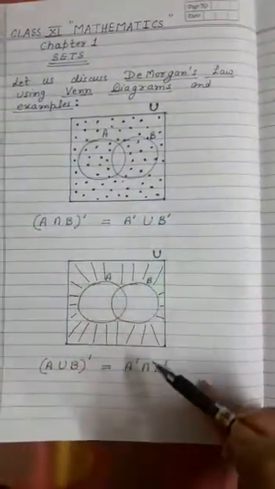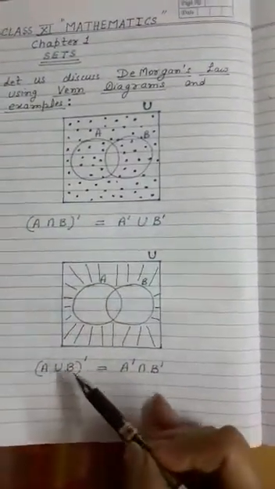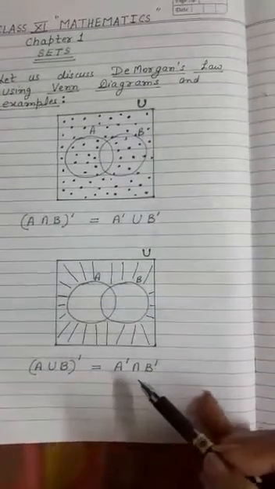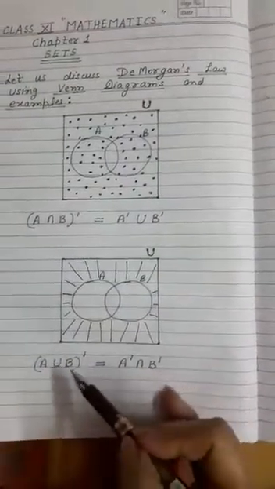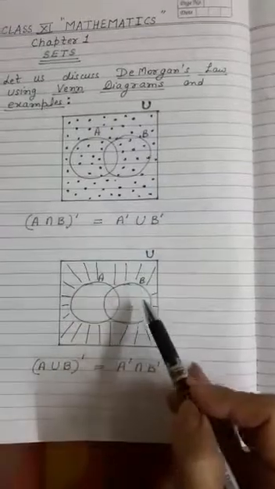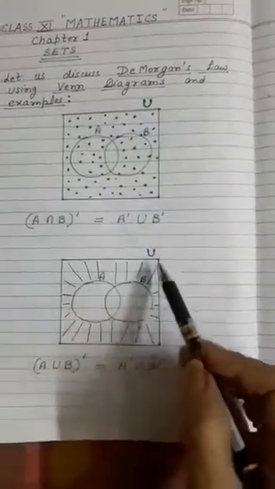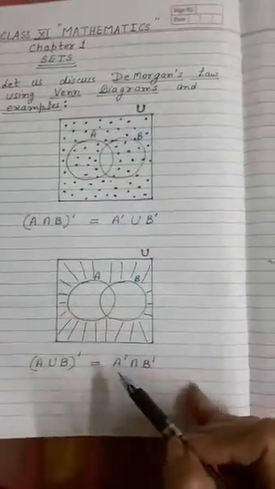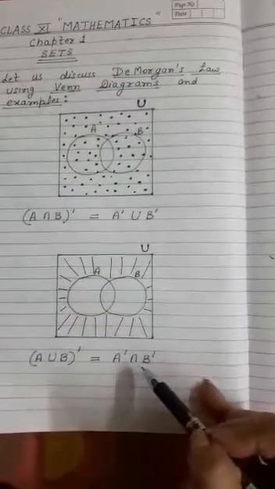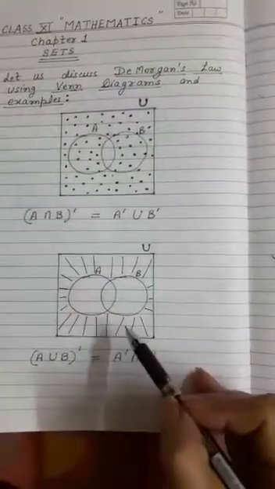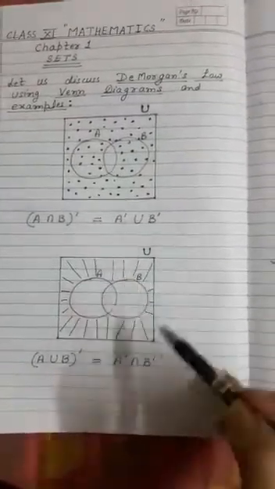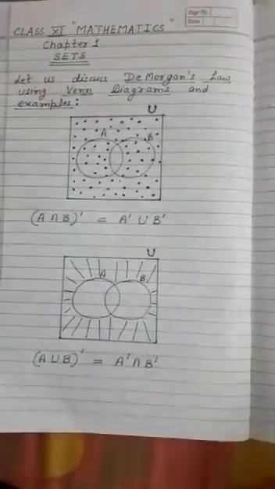And the second De Morgan's law is (A union B) complement equal to A complement intersection B complement. A union B, this is A union B, and complement means remaining elements. And similarly, whenever you take A complement and B complement's intersection, you will get the same, and hence they are equal. An example will make it more clear.